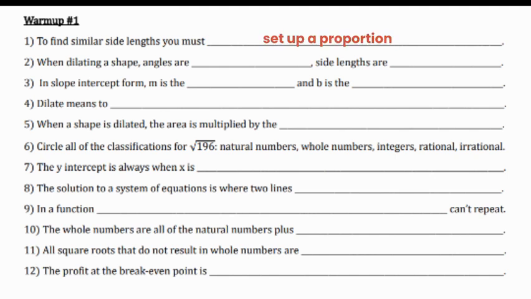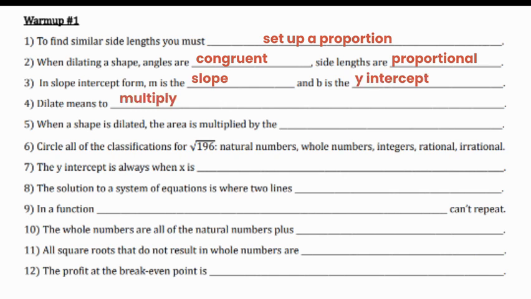Anytime something is similar, you'll be setting up a proportion. When dilating a shape, angles are congruent, side lengths are proportional. Your angles will never change. If it starts as a right angle, it ends as a right angle. In slope-intercept form, M is the slope, B is the y-intercept.